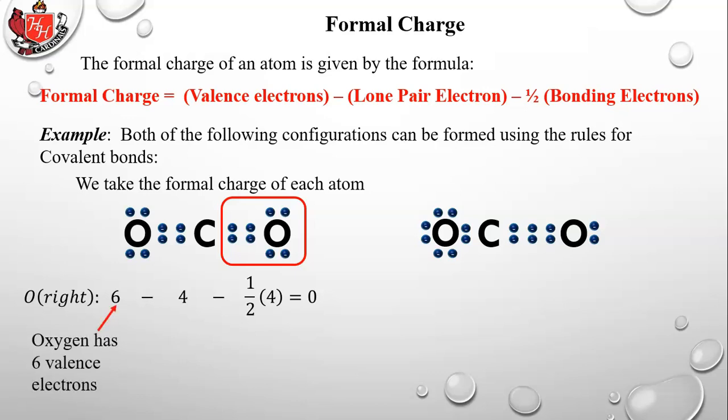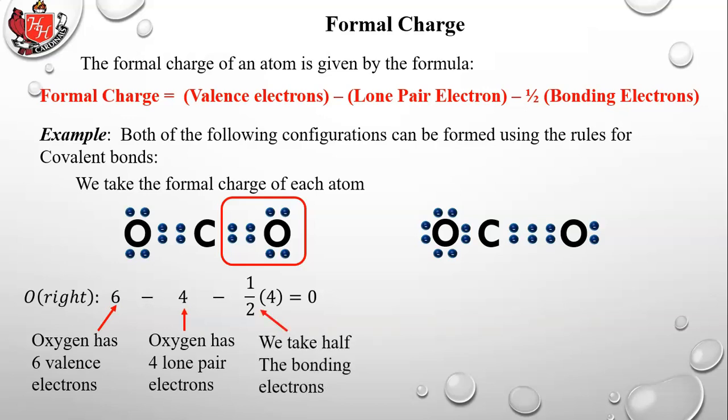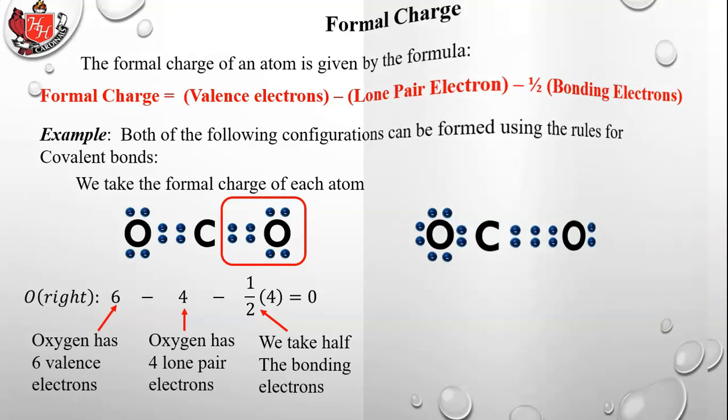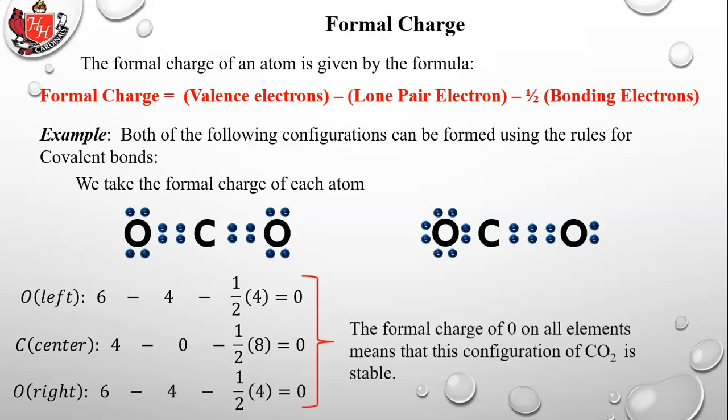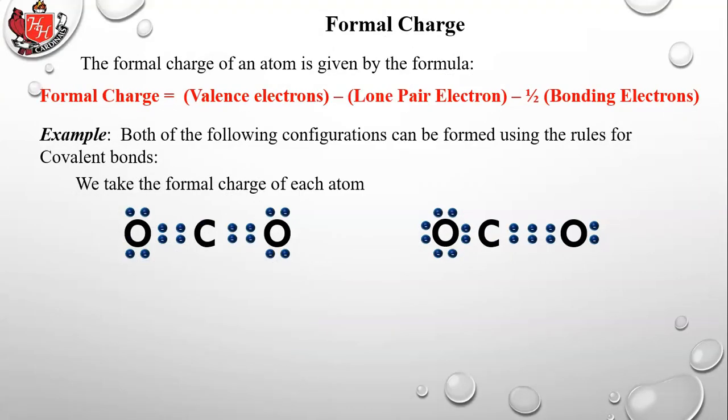So oxygen has 6 valence electrons, oxygen has 4 lone pair electrons, and we take half the bonding electrons, and we again get 0. So if we take all 3 of those, we have 0, 0, 0, and that's as stable as you can get, to have all zeros for the formal charges of all of the atoms. Now we're going to take a look at the configuration on the right. So the formal charge of 0 on all elements means that the first configuration of CO2 is stable.